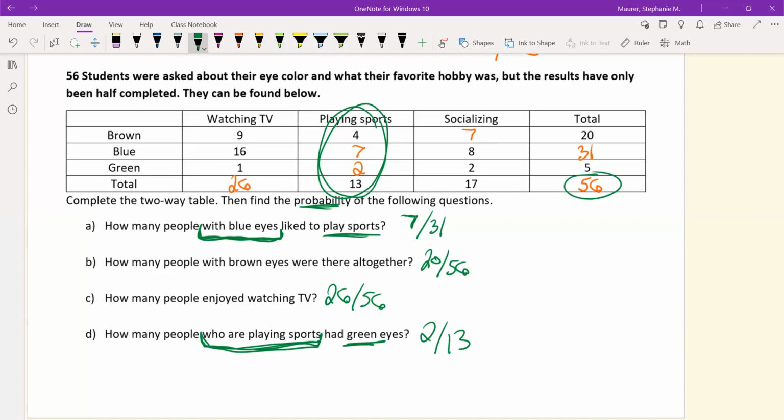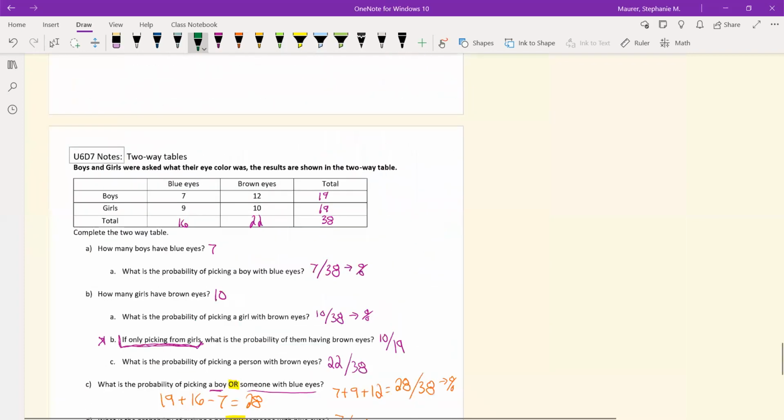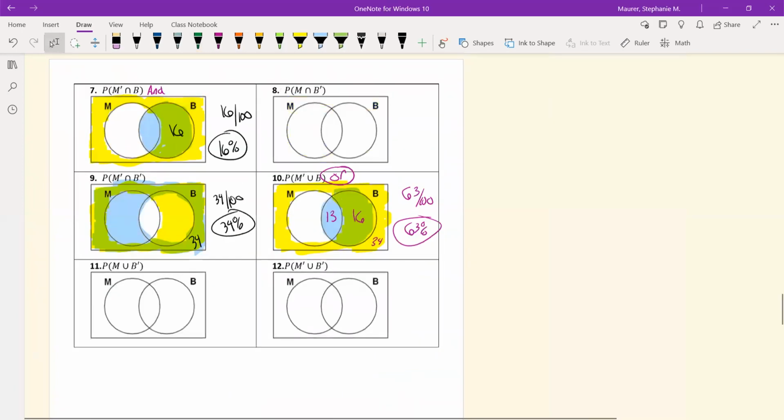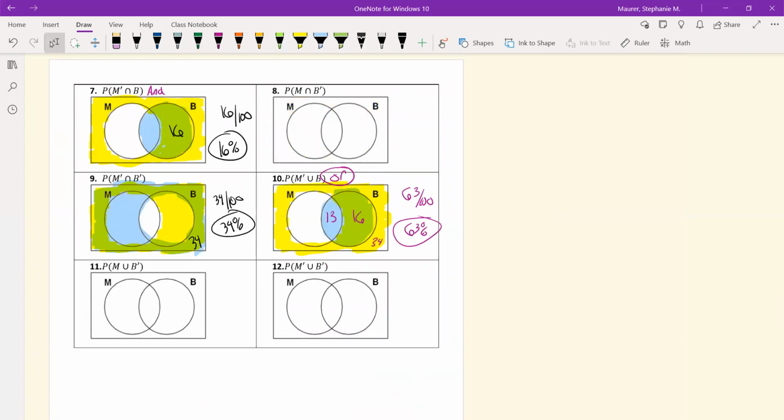Okay. So that takes us through our notes today. We'll practice, don't worry, we will practice two-way tables another day in class. So that's not the only day that we're seeing two-way tables, but it's our introduction to two-way tables. If you have not yet finished these Venn diagrams, please go back and do those. But that is a wrap for today.